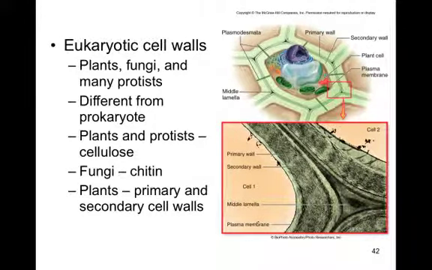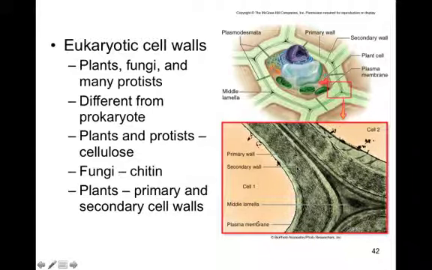The cells of plants, fungi, and many types of protists have cell walls that protect and support the cells. The cell walls of these eukaryotes are chemically and structurally different than the prokaryotic cell walls. Plants and protists have cellulose as a major component, and fungi have chitin. Also, plants will have primary as well as secondary cell walls that you can see exhibited down here in this figure.